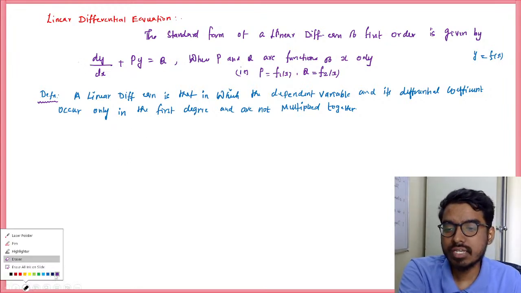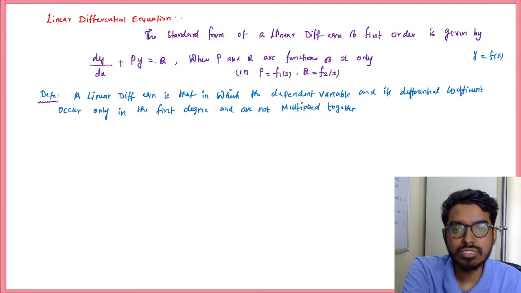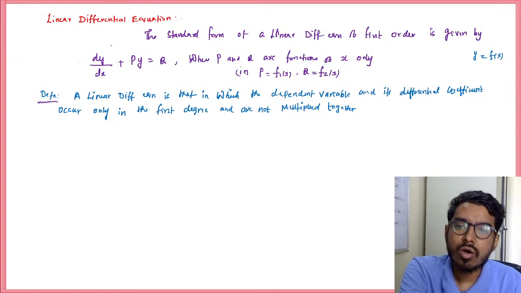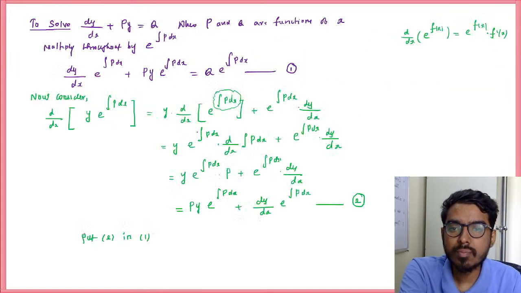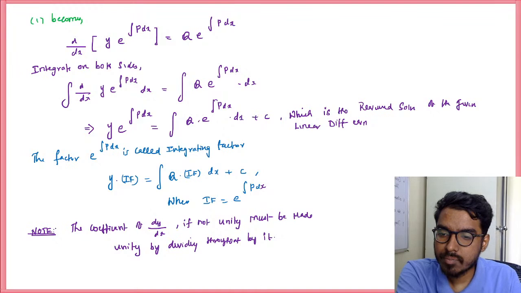So we will just recall what is a linear differential equation. Whenever you have dy by dx plus py is equal to q, where p and q are functions of x only. How to solve this equation? The solution is given by y into integrating factor is equal to integration of q into integrating factor dx plus c. This q can be obtained from the question, and the integrating factor formula is e power integration of p dx, right? And also make sure you know this note, right?